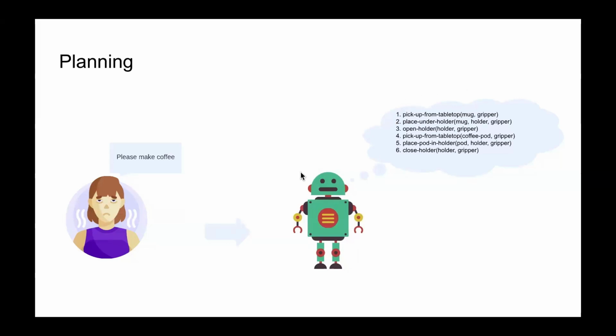In this case, the person says, please make me some coffee. And the robot is able to reason through the operators, the preconditions, and the effects, and come up with a sequence of executing these operators that would lead from whatever the current state is to the goal state. In this case, the sequence is: first I pick up the mug from the tabletop, I place the mug under the holder, I open the holder, I pick up the coffee pod from the tabletop, and then I place that pod in the holder. And finally, I close the holder.